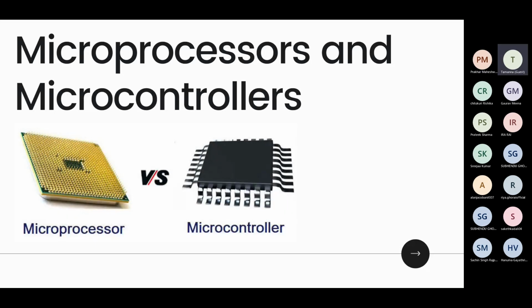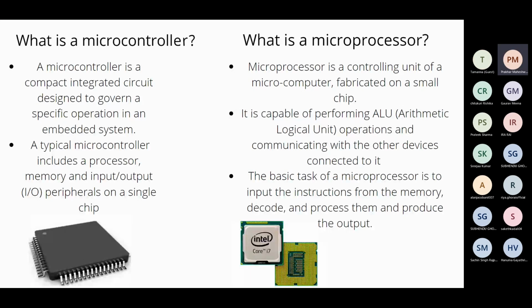So the first topic, microprocessors and microcontrollers. A microcontroller is an integrated circuit that performs a specific operation in an embedded system. A microcontroller usually consists of a processor, memory, and input-output peripherals on a single chip.